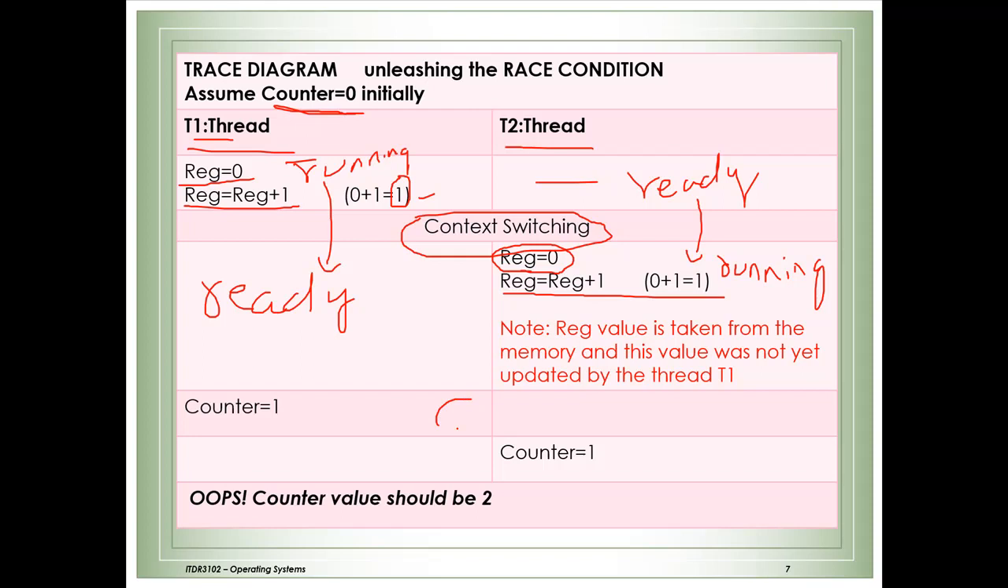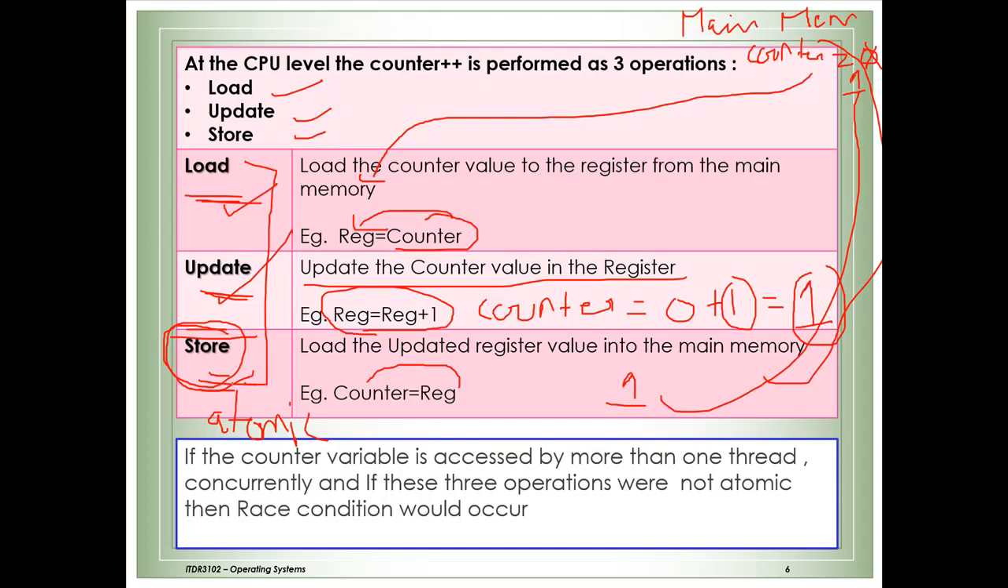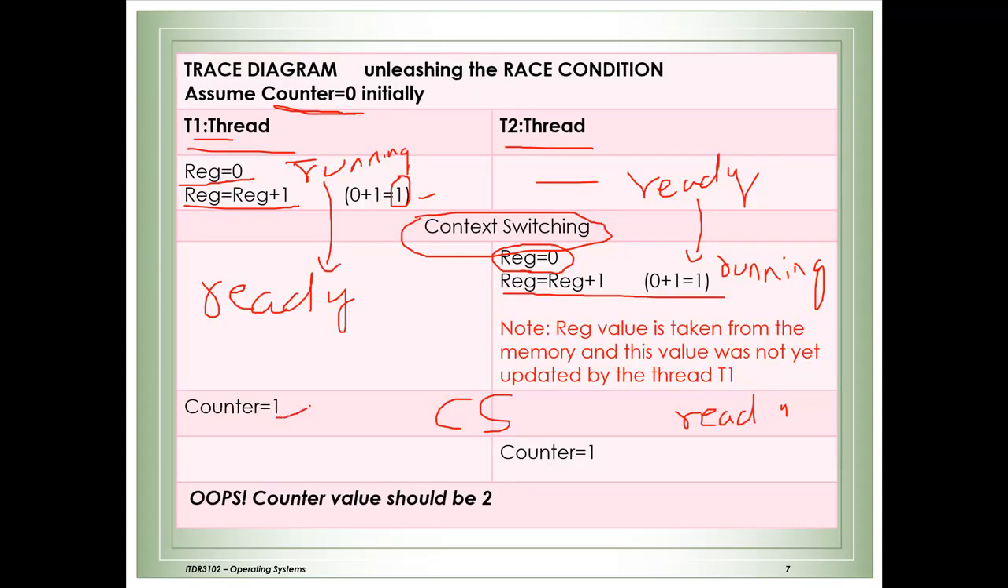for the second thread, before the third operation, the store operation, finishes, what happens? Context switching, again here context switching. So when context switching takes place, T2 goes from running to ready, and T1 gets the chance again. T1 performs the third operation, the store operation. It stores the value which is in the register into the memory. So it cancels the 0 and makes the value 1 in the memory. Now this thread is terminated. It finished everything.